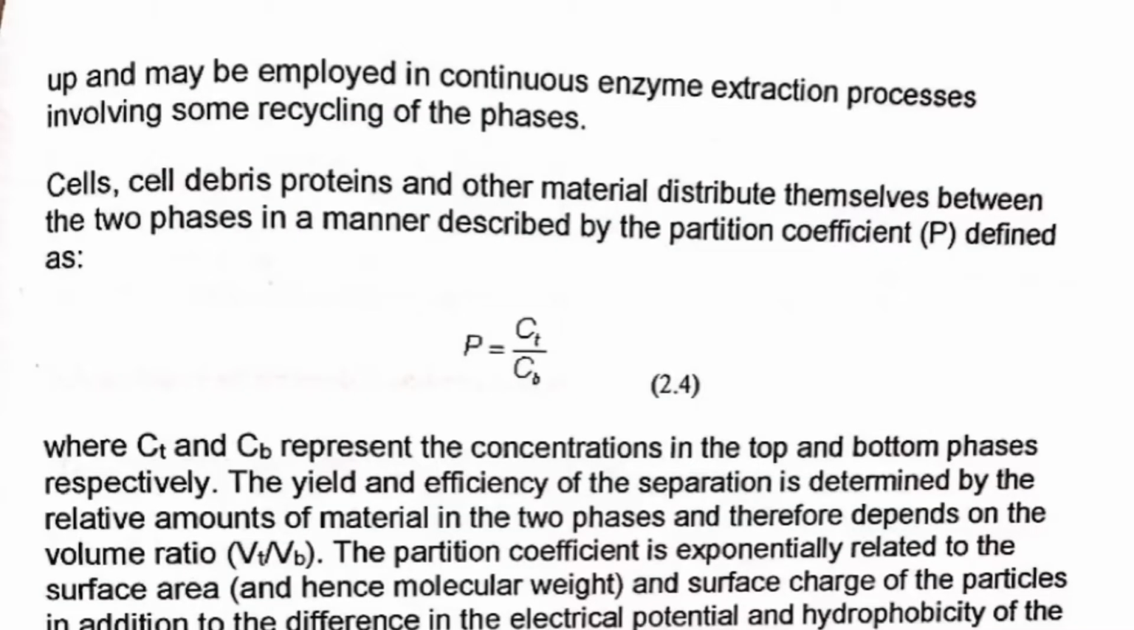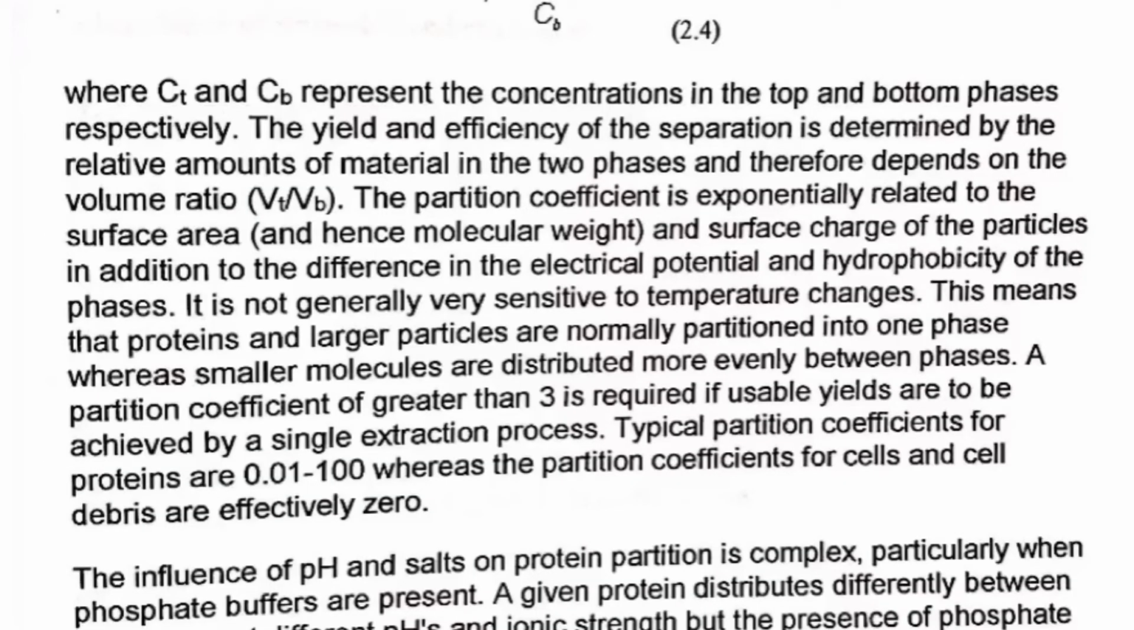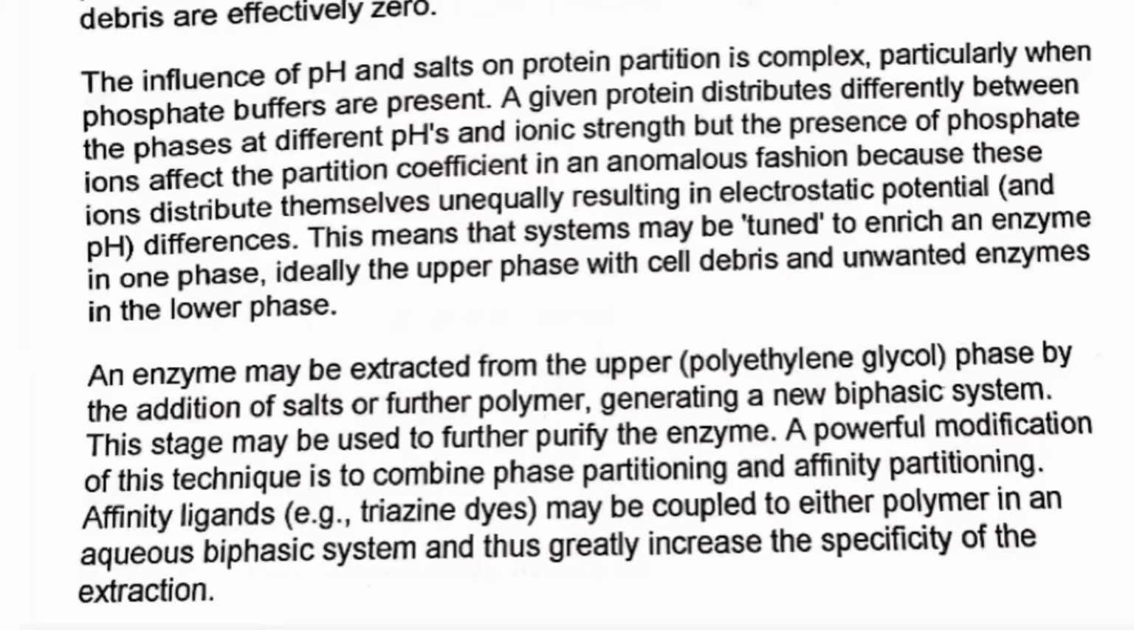A very common example of biphasic system is PEG, that is polyethylene glycol system. These aqueous biphasic systems are of considerable value to biotechnology. They provide opportunity for rapid separation of biological membranes with little probability of denaturation. So all these things are mentioned in the notes. Whatever you find useful, you can note it down.